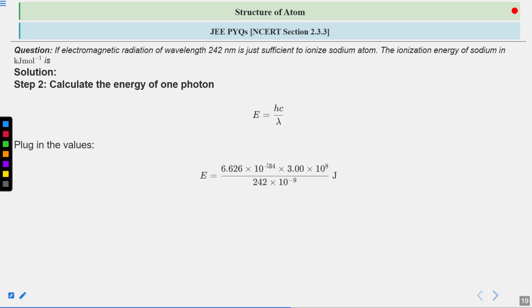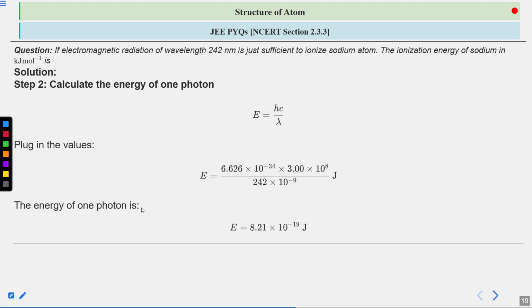So E will become the h value, which is 6.626 times 10 to the power minus 34, multiplied by c, which is 3 times 10 to the power 8, divided by lambda, which is 242 nanometer. That means 242 times 10 to the power minus 9 in meters. So this is the energy in joules. So the energy of one photon, we calculate this and the fraction comes out as E equals 8.21 times 10 to the power minus 19 joule.